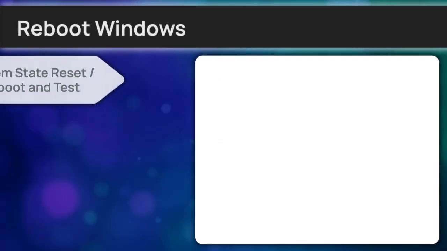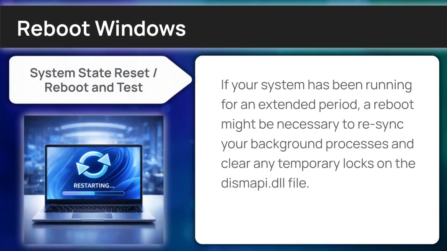Performing a restart can determine if the error is just a transient environment glitch. A reboot refreshes your system's path variables and can sometimes re-establish a broken link to the DISM API module file.